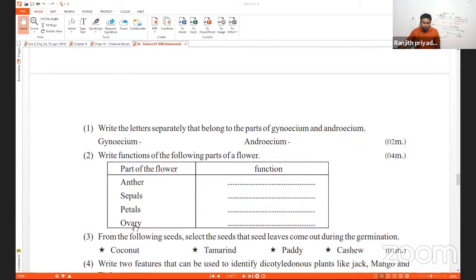And the sepals. Okay, next petals. What's the function of petals? Attract insects to pollinate the flower. Very good. So this is a colorful part for the attraction of insects for pollination. Good.